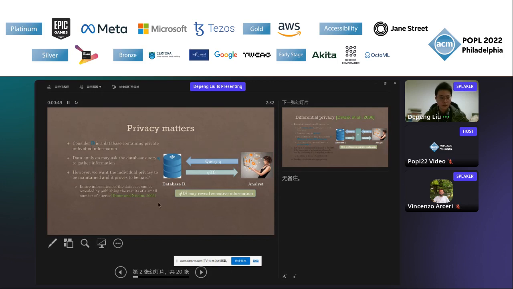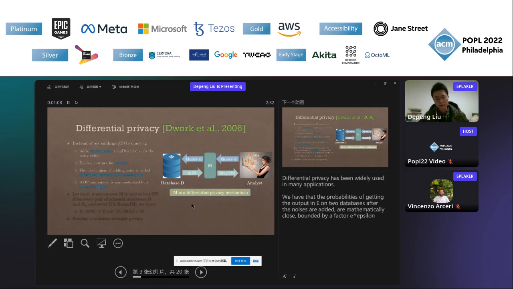So Dinur and Nissim have already proved that the entire information of the database can be revealed by publishing the results of a small number of queries. So how do we deal with that?